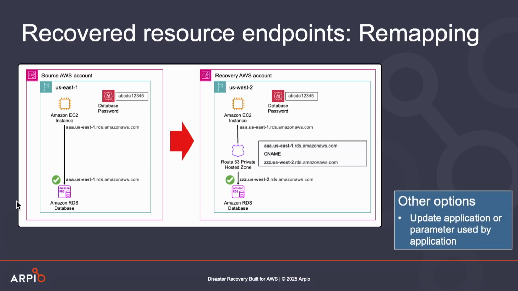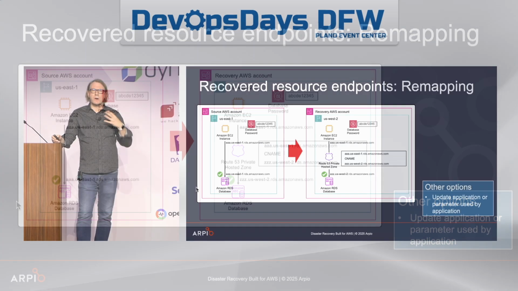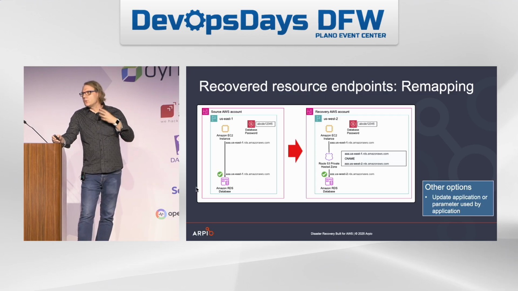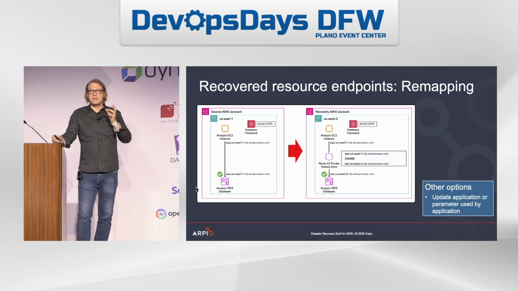Now, your alternative here is to update the application. Tell the application, hey, the new endpoint is ZZZ. You'd want to automate that. You don't want to do that by hand. You don't want to do that through the console. So you want to automate it so that when it stands up a new database, some script runs and tells your application what the new endpoints are.